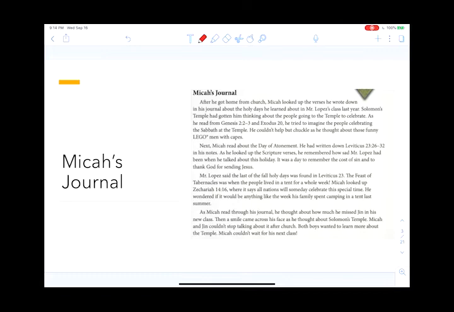As Micah read through his journal, he thought about how much he missed Jin in his new class. Then a smile came across his face as he thought about Solomon's temple. Micah and Jin couldn't stop talking about it after church. Both boys wanted to learn more about the temple. Micah couldn't wait for his next class.